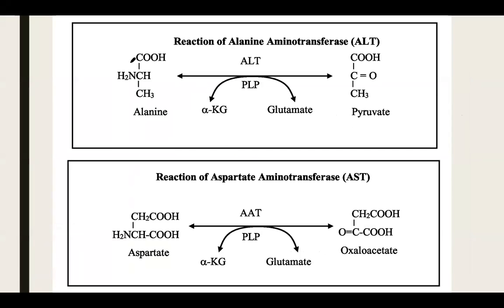The first step is the removal of the amino group, as I said. The amino group will be translocated to alpha ketoglutarate, and the amino acid is converted to an alpha keto acid. This is called the carbon skeleton of the amino acid. The alpha keto acid of alanine is pyruvic acid. The carbon skeleton means the hydrocarbon without the amino group. It is alpha keto acid.